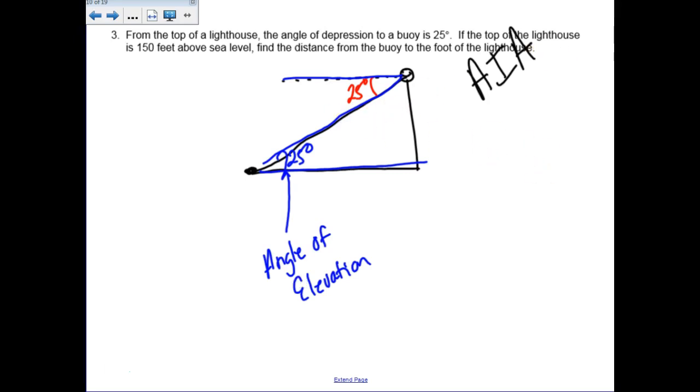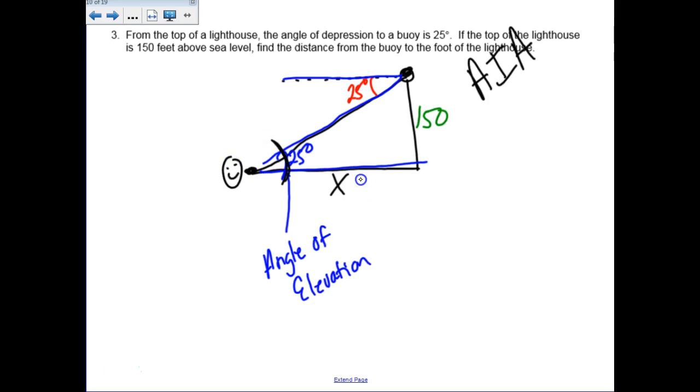Now there's one more clue here. It says the top of the lighthouse is 150 feet above sea level. So that would be this height right here. And they want to know, now be careful, the distance from the buoy to the foot of the lighthouse. Where should I put X? The bottom of the triangle. Very good. So even though I'm technically standing here, this is where I'm measuring from for my trig ratio.